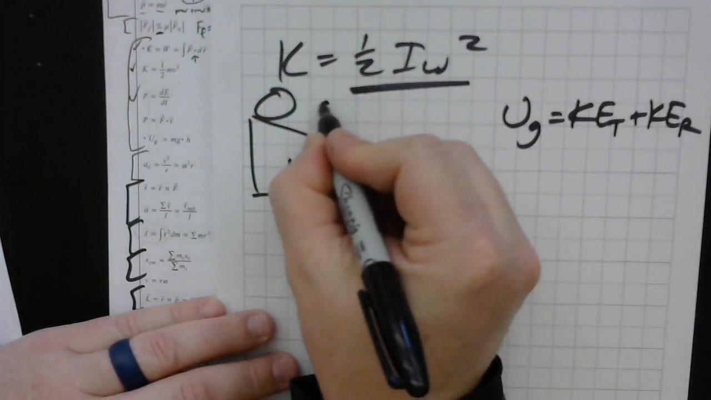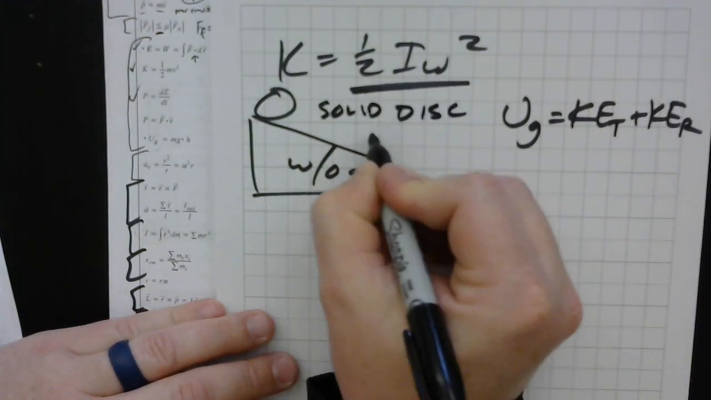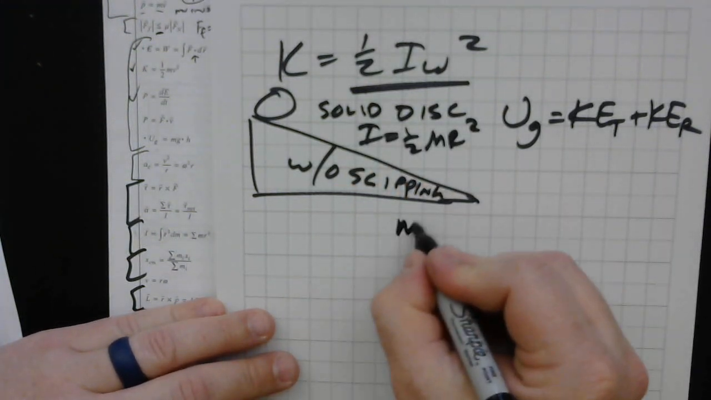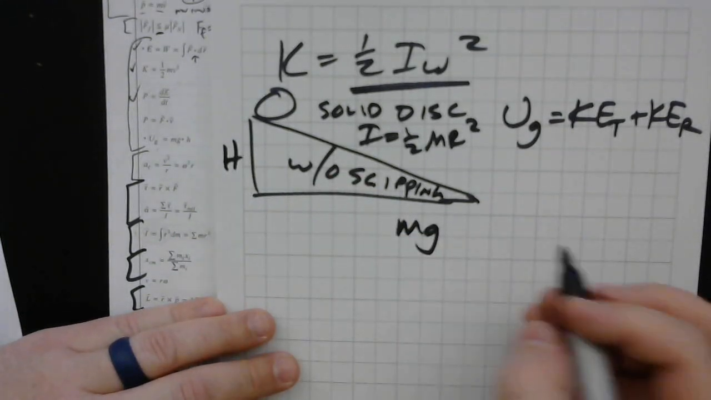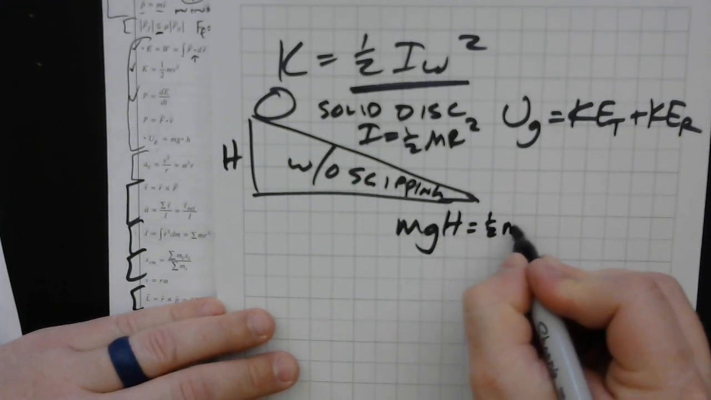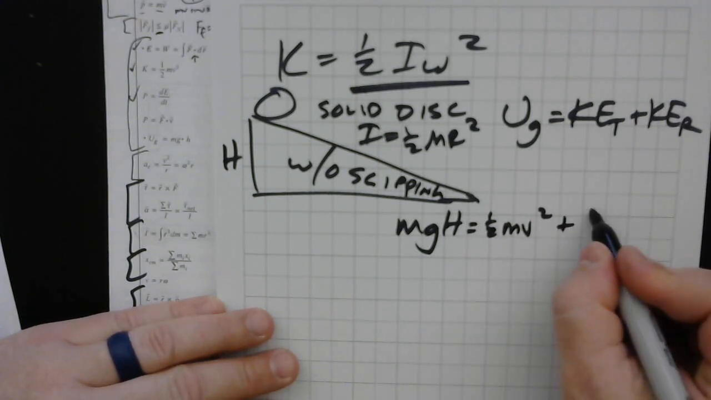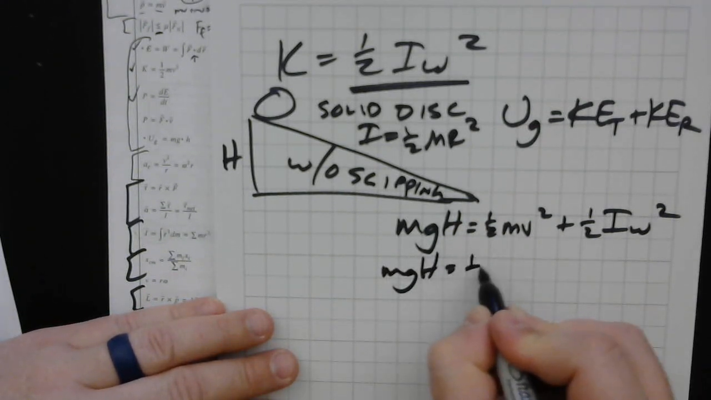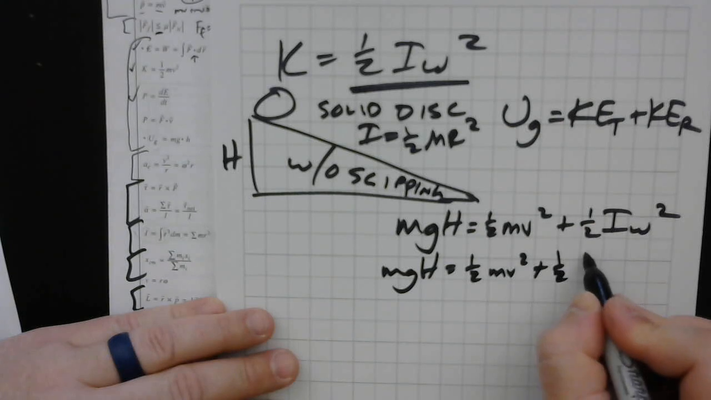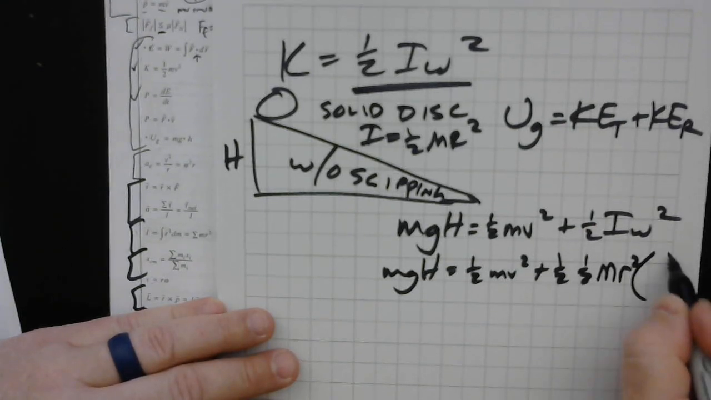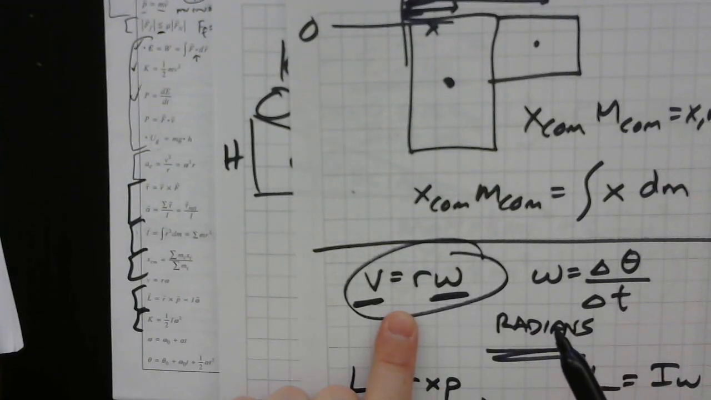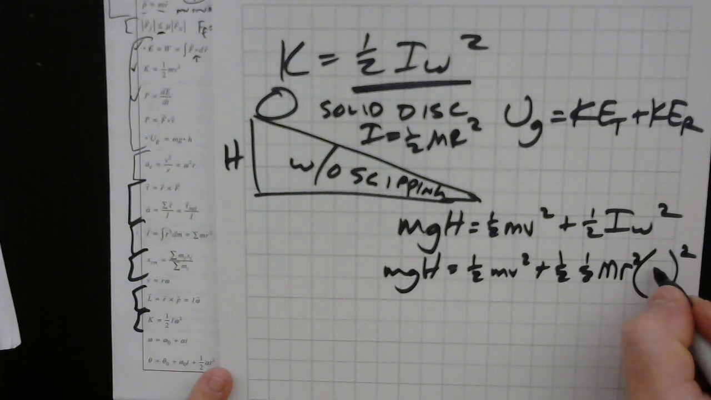Let's just say this is a solid disk with an I of 1/2 mr squared. Okay? So I would just say mgh, let's call this h, right? mgh equals 1/2 mv squared, which is translational, plus 1/2 I omega squared. So I get mgh equals 1/2 mv squared plus 1/2 times 1/2 mr squared times omega squared. Well, what does omega equal? Ready? Since v equals r omega, that means omega is v over r.